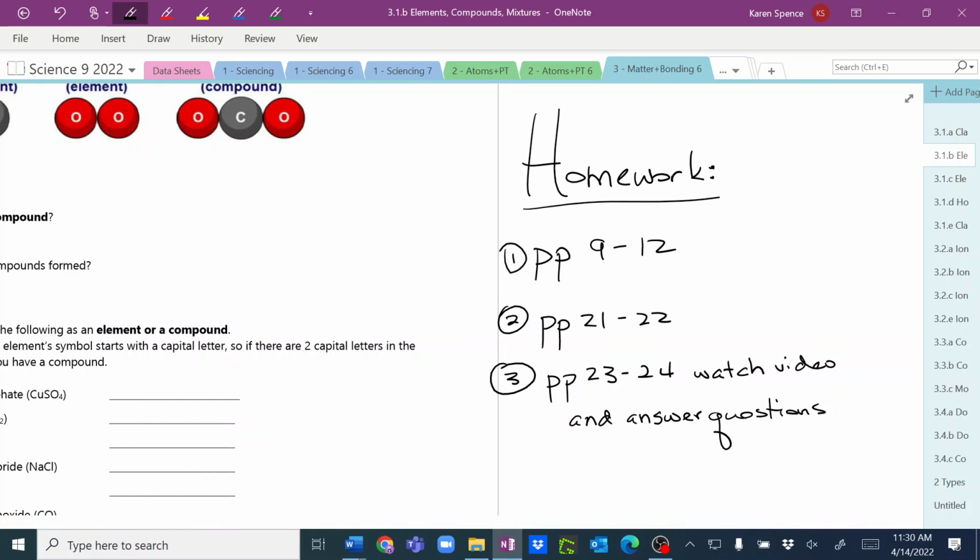So you guys are going to work on pages 9 through 12 right now. If you need to go out and run around in the sunshine to feel a little bit better before you start that, that would be a good idea. Okay? You look like you're dying there, Ethan.